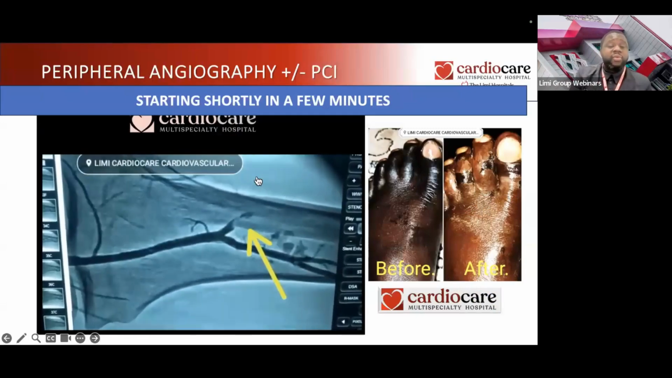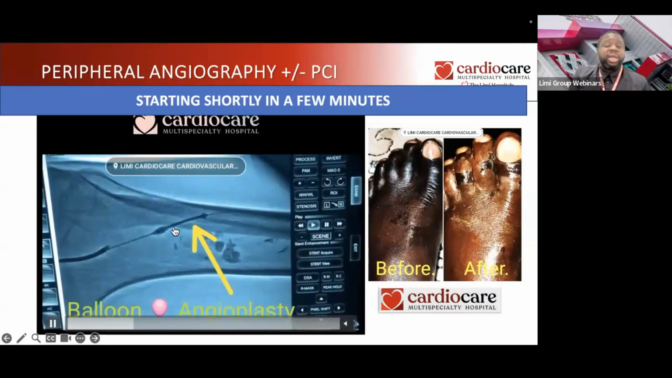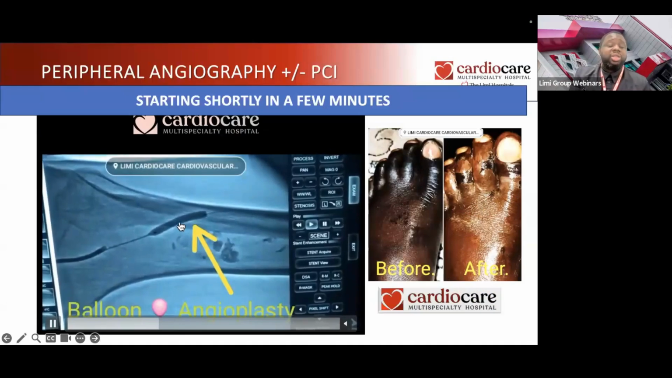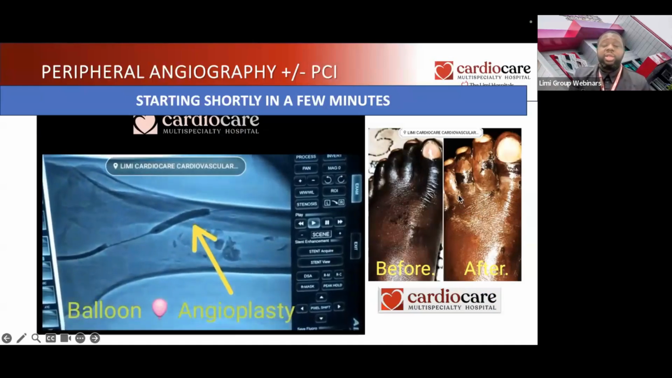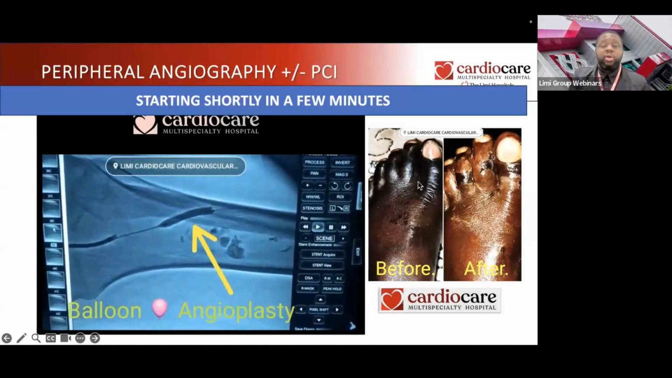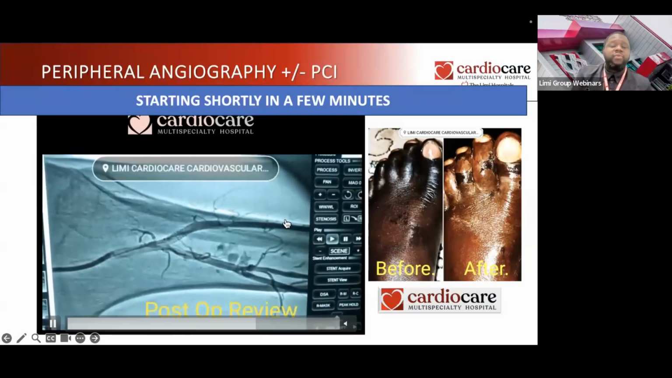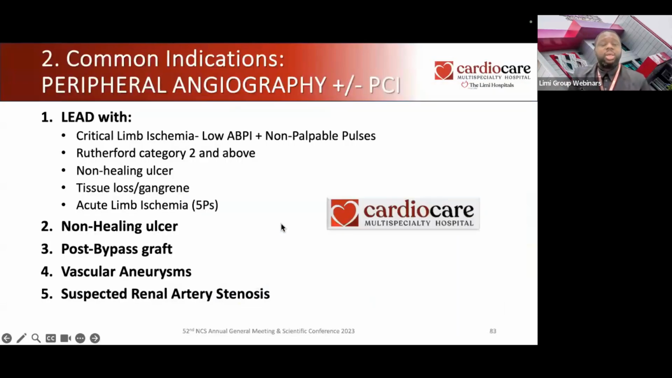But just like we do in the coronary vessels, we can do in the peripheral vessels. As you can see, this is a stent being deployed in the anterior tibial artery, and that really restored this man's leg from this almost black nature, almost getting to gangrene, to this almost 2 weeks after. Okay, so very important in that regard.